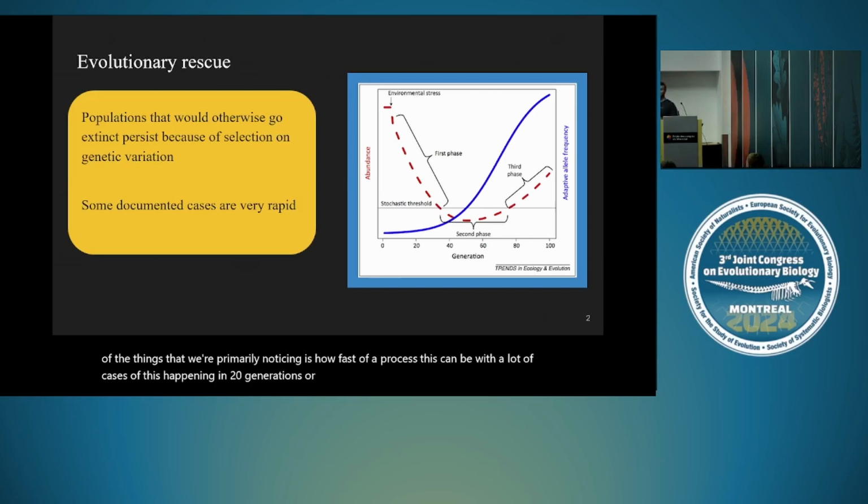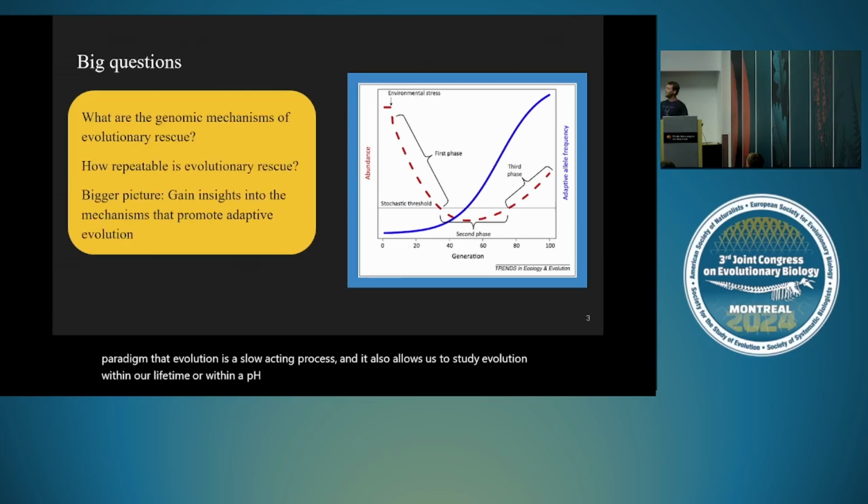This is particularly interesting both in the applied sense, figuring out whether species can survive climate change or whether bacteria will develop antibiotic resistance, but it's also fascinating from a theoretical perspective because it challenges the paradigm that evolution is a slow-acting process, and it allows us to study evolution within our lifetime, or within a PhD. And so, experimental evolution, wrong slide, sorry, I was reading this.